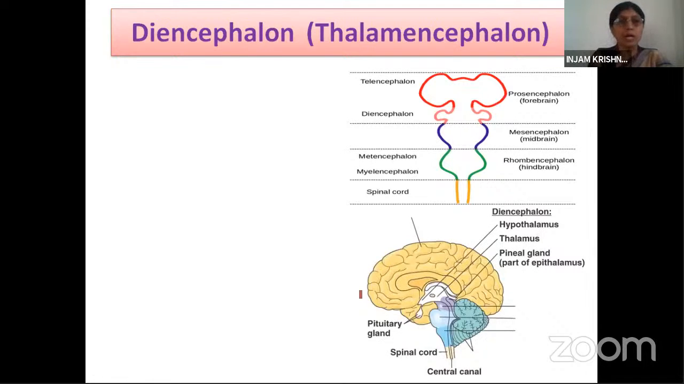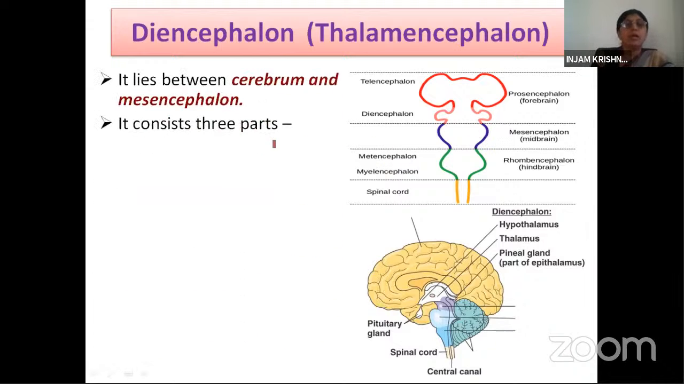Next, we'll go to the second part of the forebrain, that is Diencephalon or Thalamencephalon. It lies between cerebrum and mesencephalon. Mesencephalon is nothing but midbrain. Generally, we can say that in the embryonic or growing stage, the brain is divided into 5 cephalons, 5 divisions. What are those?